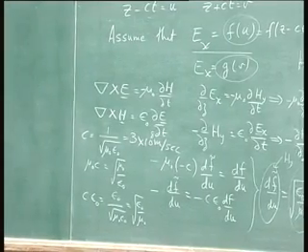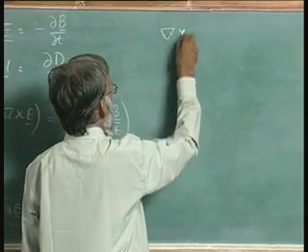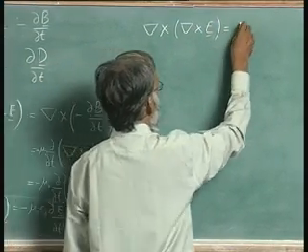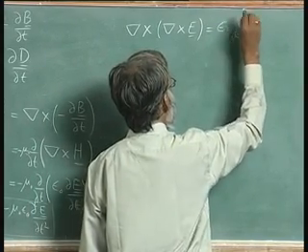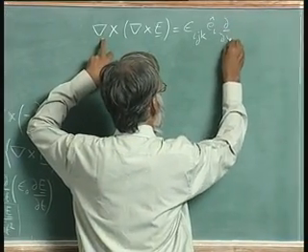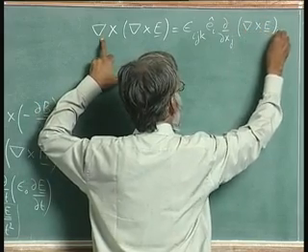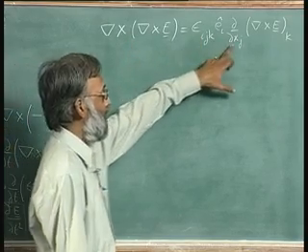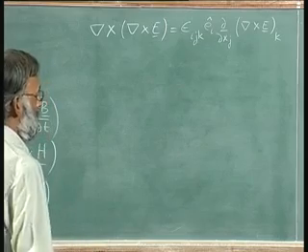Well, I have taught you the tricks of how to simplify such expressions. Curl of E can be written as epsilon ijk, unit vector along i, derivative along j of curl of E along k. That is what a curl is. It is the cross product of the gradient operator and the function you are taking the curl of.